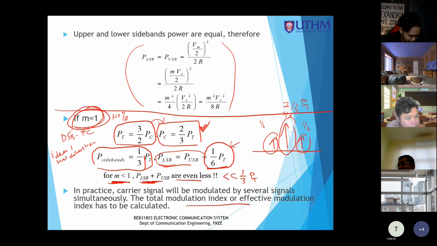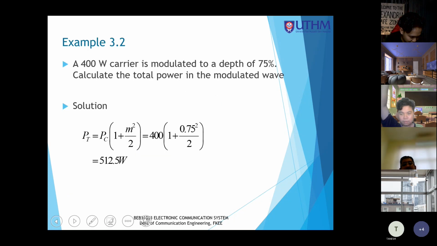Tetapi nanti saya nak lanjutkan sedikit sehingga double sideband suppress carrier. So nanti kita akan lihat untuk suppress carrier macam mana. Okay. So kalau full carrier dia ada carrier, kalau suppress carrier dia tidak ada carrier. Okay. So nanti kita akan lihat contohnya.